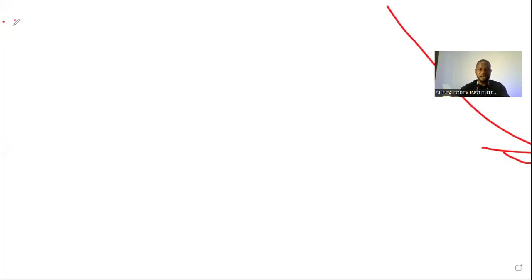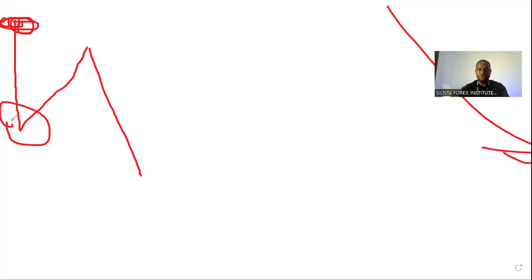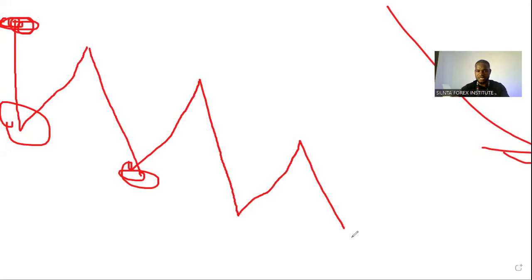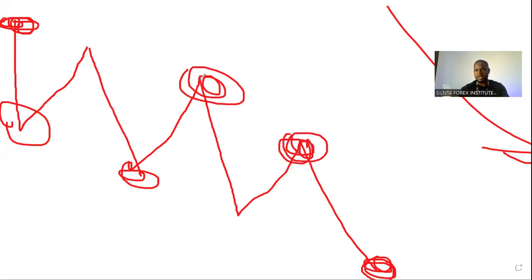So we want the market to go down a bit, and then it will pull back. But this pullback should not be higher than the previous high, and then it will go lower than the previous low. This is known as a lower low, and then going up like that, then down, and then up, then down, and so on. So this is forming lower lows and lower highs.